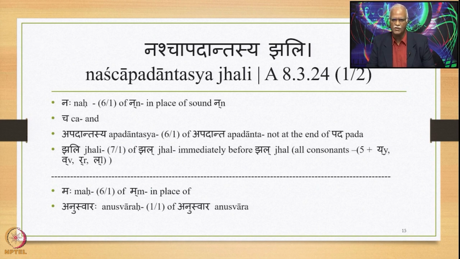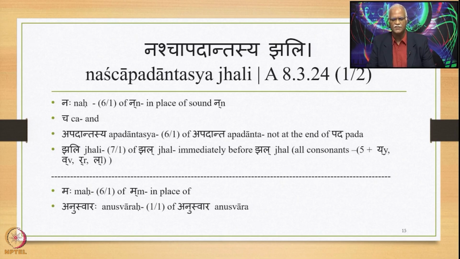This particular sutra has got 4 padas. First one is naha, which is 6/1 of n, the consonant n, and so naha means in place of sound n. Cha means and. Apadantasya is 6/1 of apadanta, which means not at the end of a pada. And of course, jhali is there. Jhali is 7/1 of jhal, which means immediately before jhal.